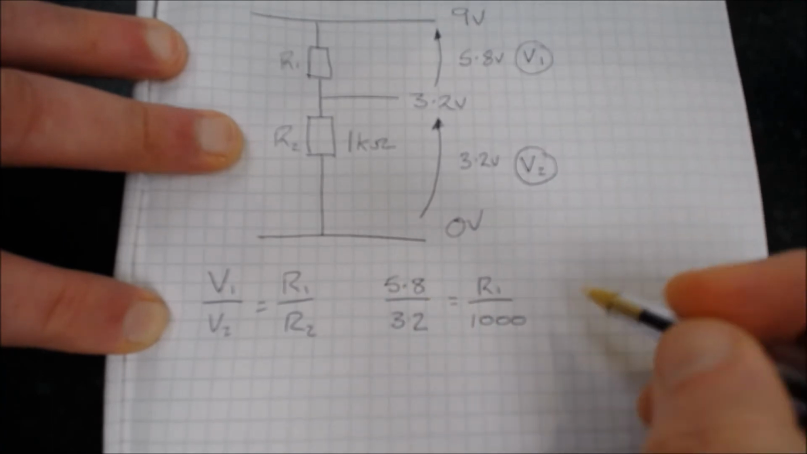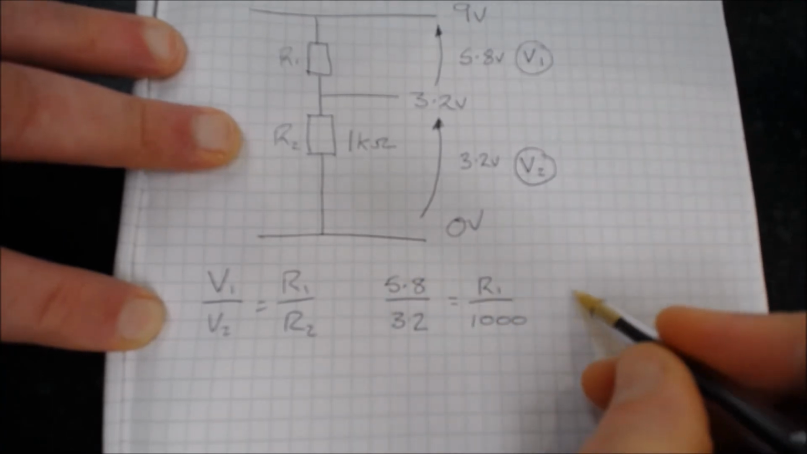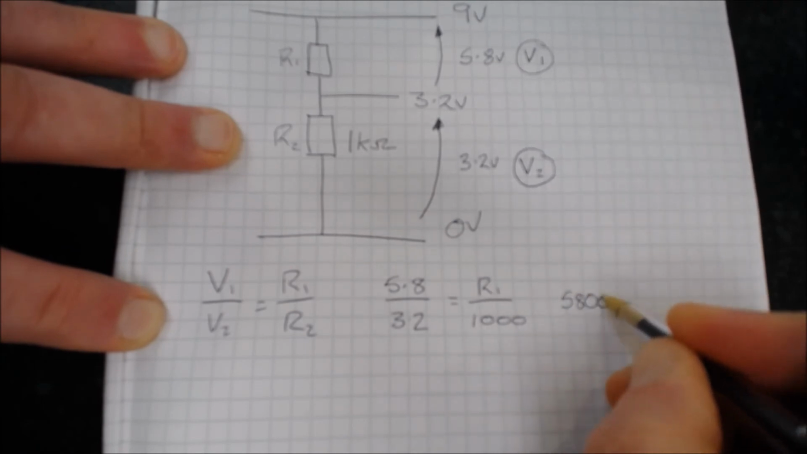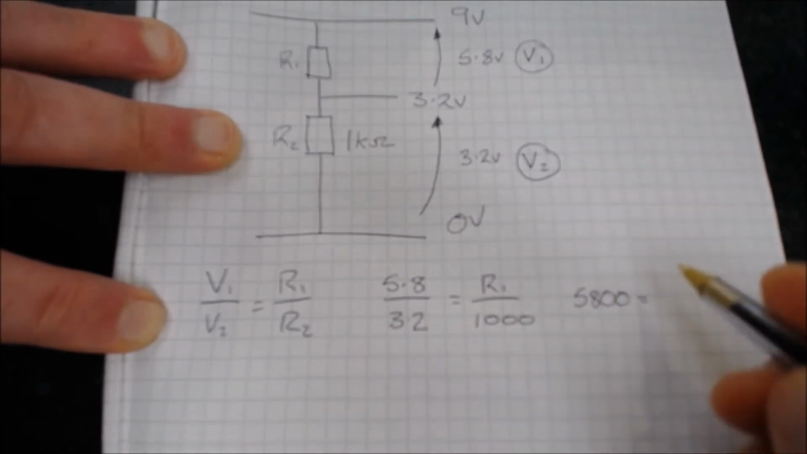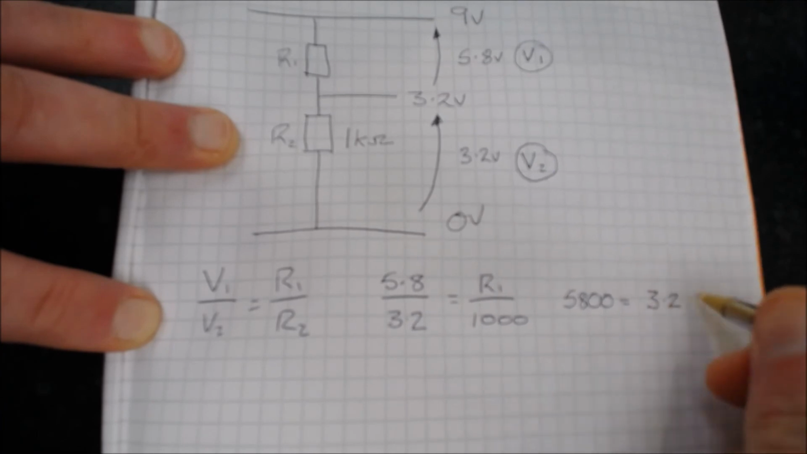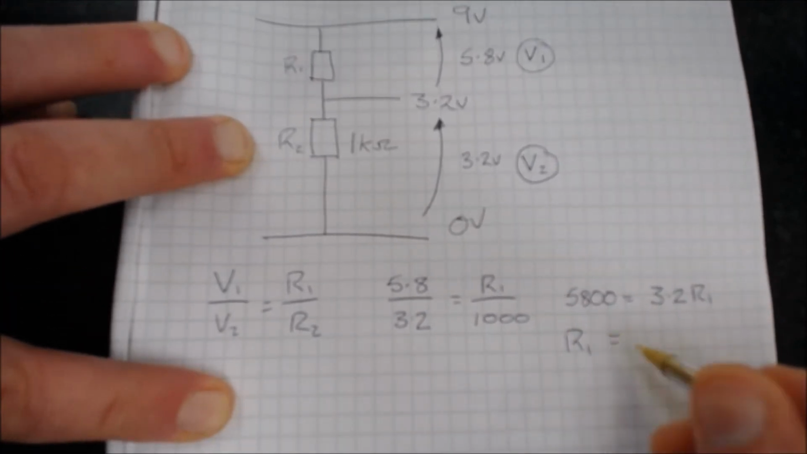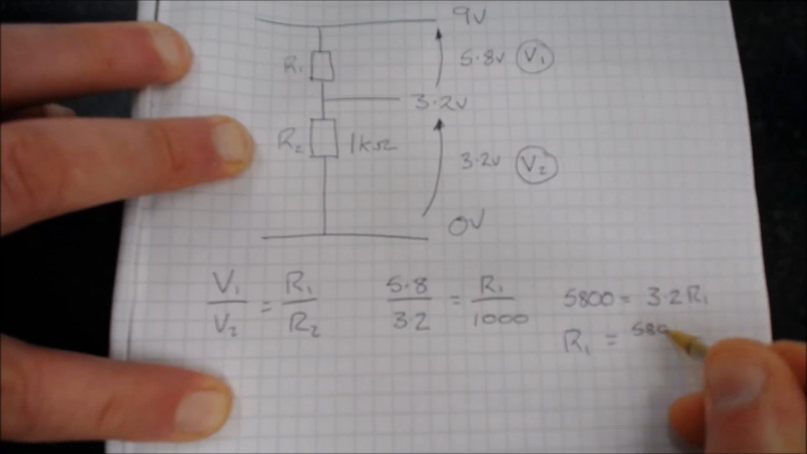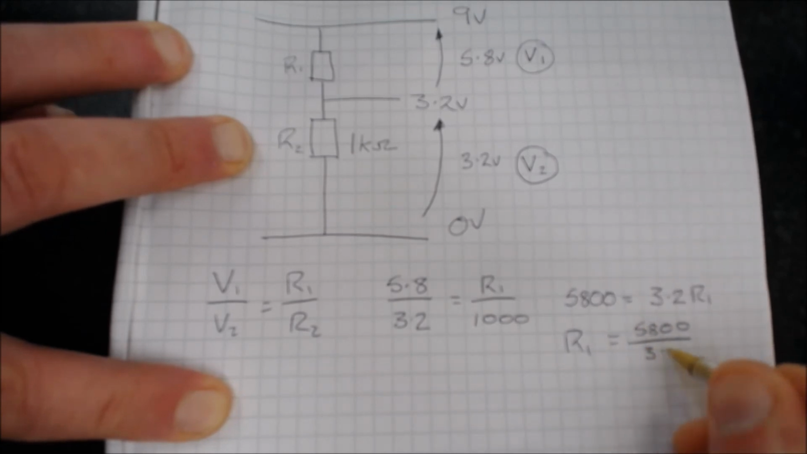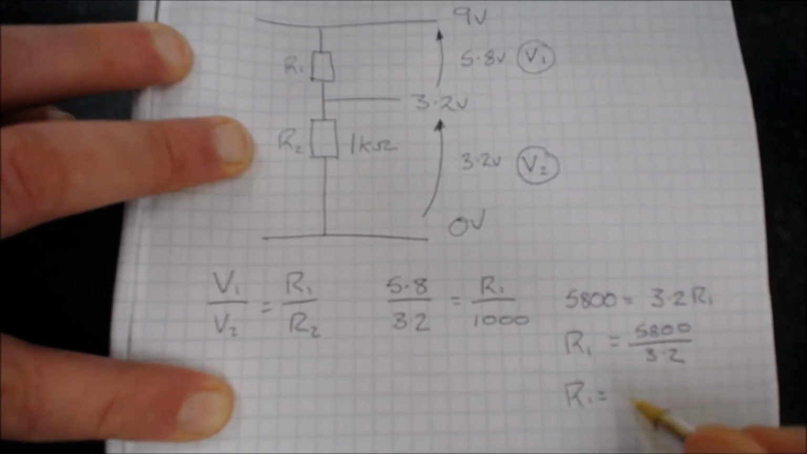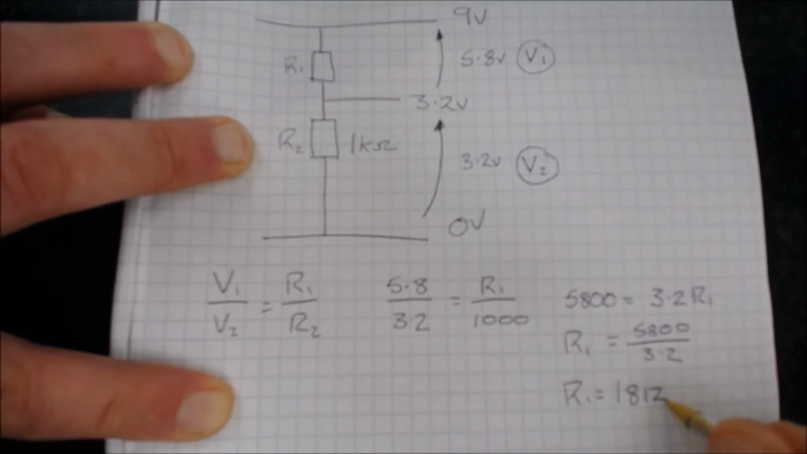I can then cross multiply, so 1000 times 5.8 is going to be 5800, which is equal to 3.2 R1. To find R1, obviously I divide 5800 by 3.2, so R1 would have to be a value of 1812.5 ohms.